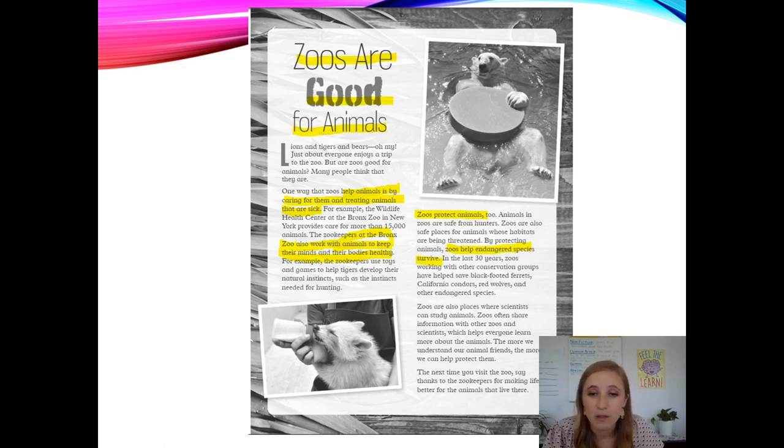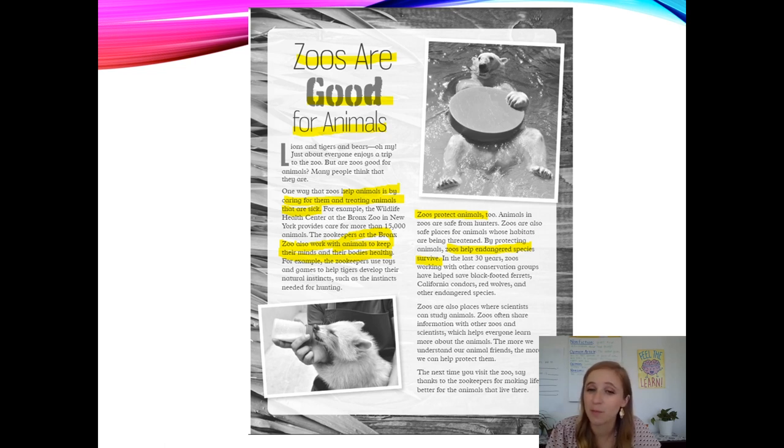Zoos are also places where scientists can study animals. Zoos often share information with other zoos and scientists, which helps everyone learn more about the animals. The more we understand our animal friends, the more we can help protect them. The next time you visit the zoo, say thanks to the zookeepers for making life better for the animals that live there. Did you notice any other reasons in the part I just read?